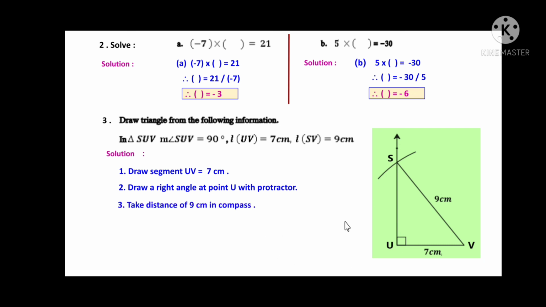Take a distance of 9 cm in the compass. Put the iron part of the compass at point V and make an arc on this line US. Make an arc on US, and now join VS, and that gives you the required triangle SUV. Like that you have to construct.